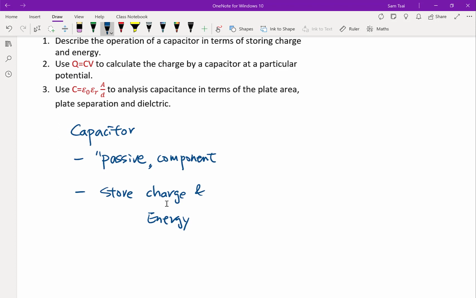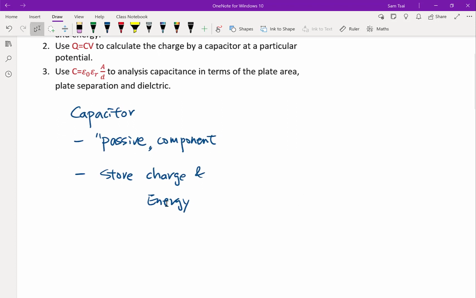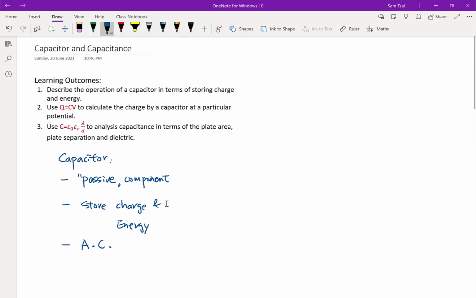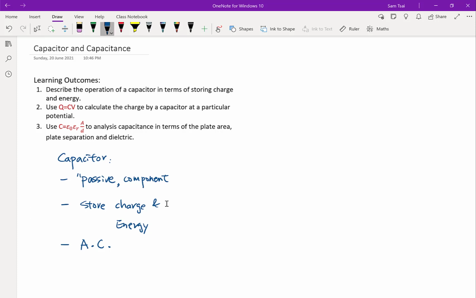Okay, so we are going to discuss how the capacitor can store charge and energy, and in the future when we go to AC, alternating current, we will talk more about the capacitor's function in the circuit, especially in AC circuits. Okay, so what is a capacitor? If we can get two isolated conductors, two pieces of metal, and separate them by a distance, then this is a capacitor.